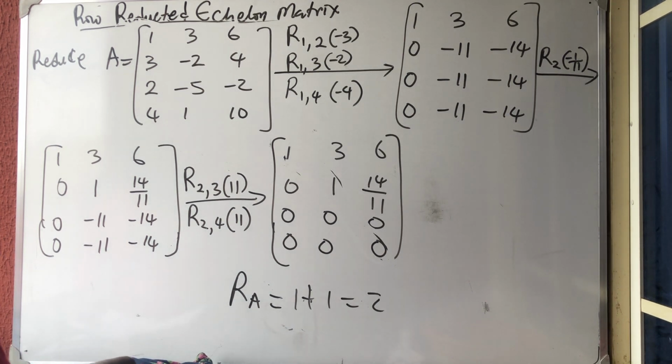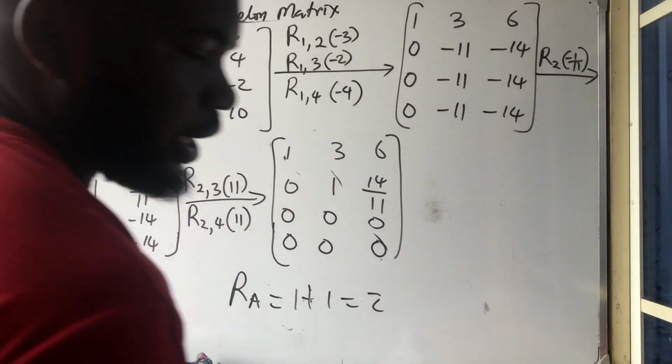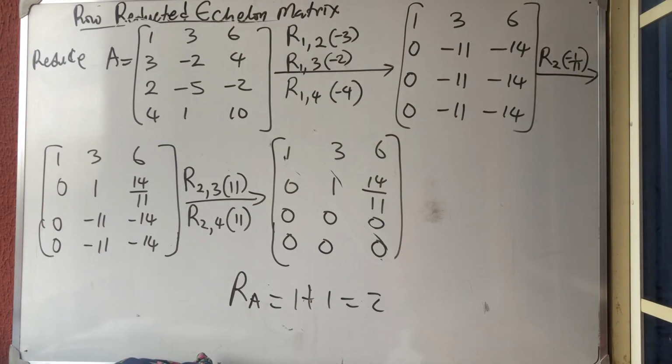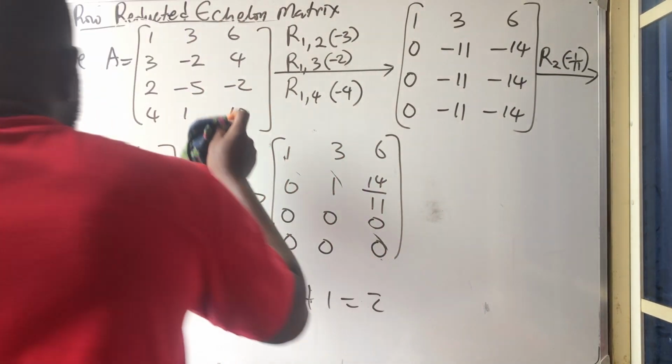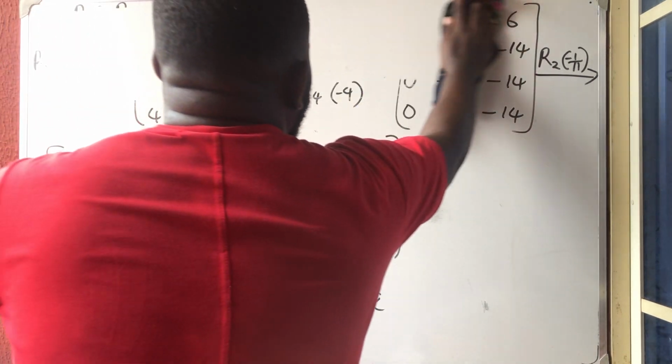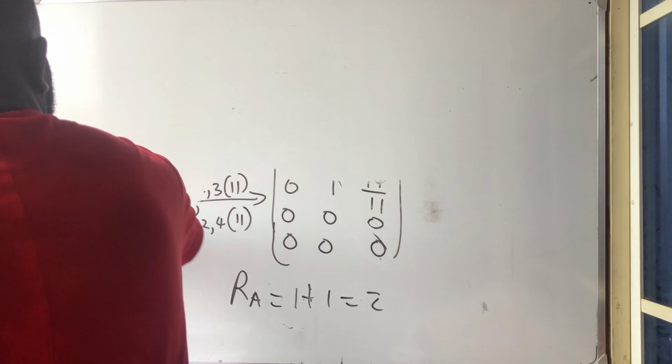So that is that. Now there is something called column echelon reduction. Column echelon reduction. Let's do that one. Let me check my time. Okay, column echelon reduction is as good as the way we did this one.